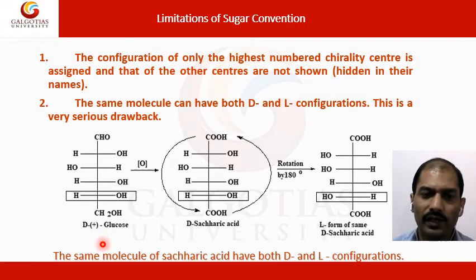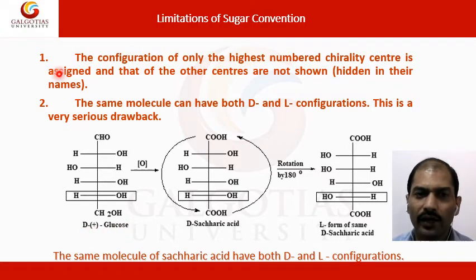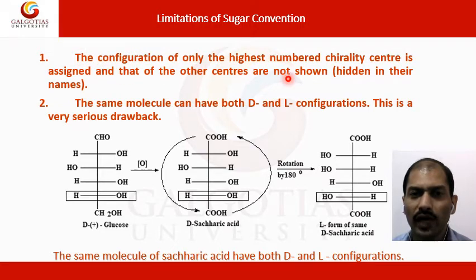So here we can see an example like D-glucose, where the configuration of only the highest numbered chirality center is assigned, and that of the other centers is not shown, hidden in the name. As per the limitation of this convention, only the configuration of the highest numbered chirality center is assigned and that of the other centers is not shown.